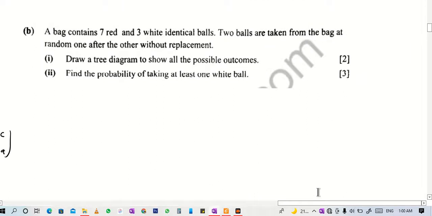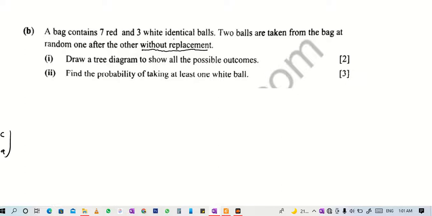So B says a bag contains 7 red and 3 white identical balls. Two balls are taken from the bag at random, one after another without replacement. The key word to note here is "without replacement". What does that mean? It means you have 10 balls, 3 white and 7 red, and you are getting a ball without replacing it, meaning that the sample space is reducing every time a ball is drawn.